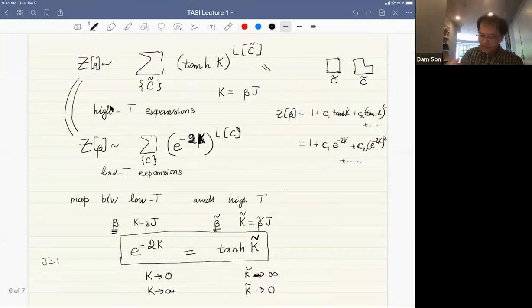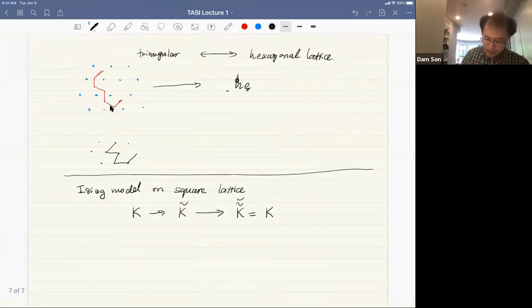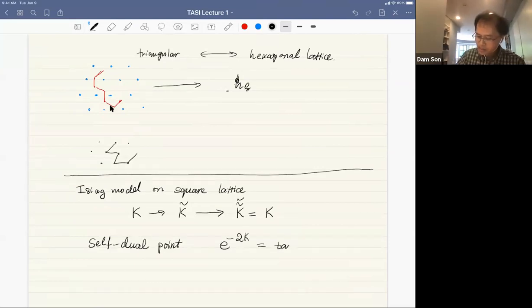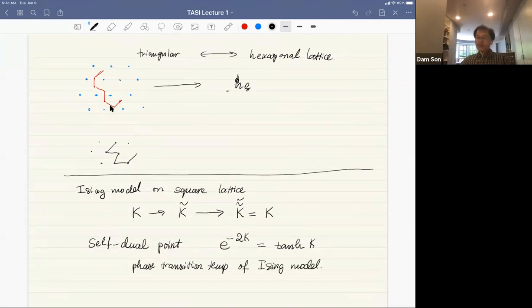What else I want to say here? The self-dual point, determined by the solution to these equations, corresponds to the critical point, the phase transition temperature of the Ising model. And the duality is actually the easiest way to find out the value of the critical temperature of the Ising model.